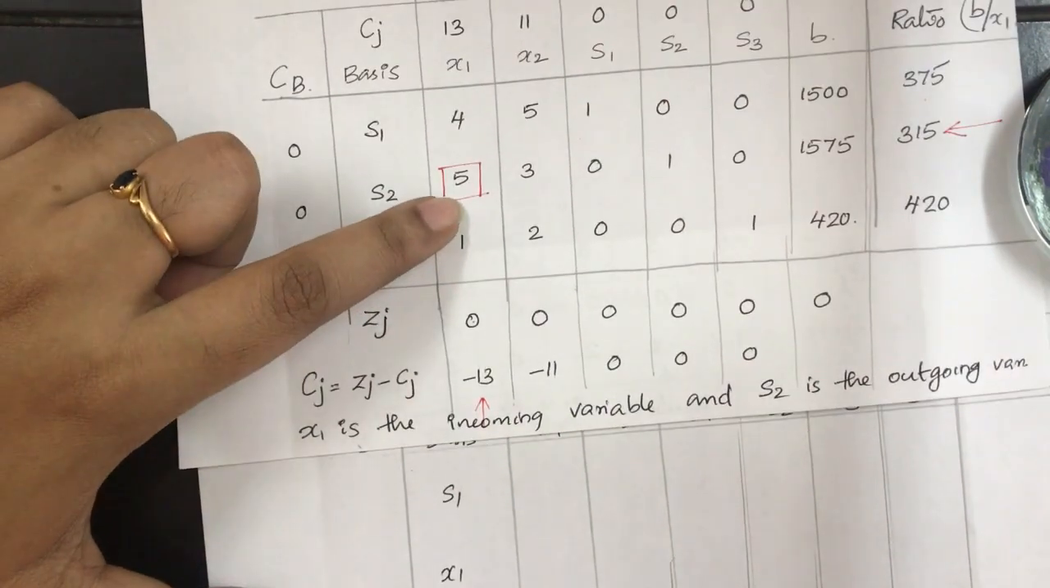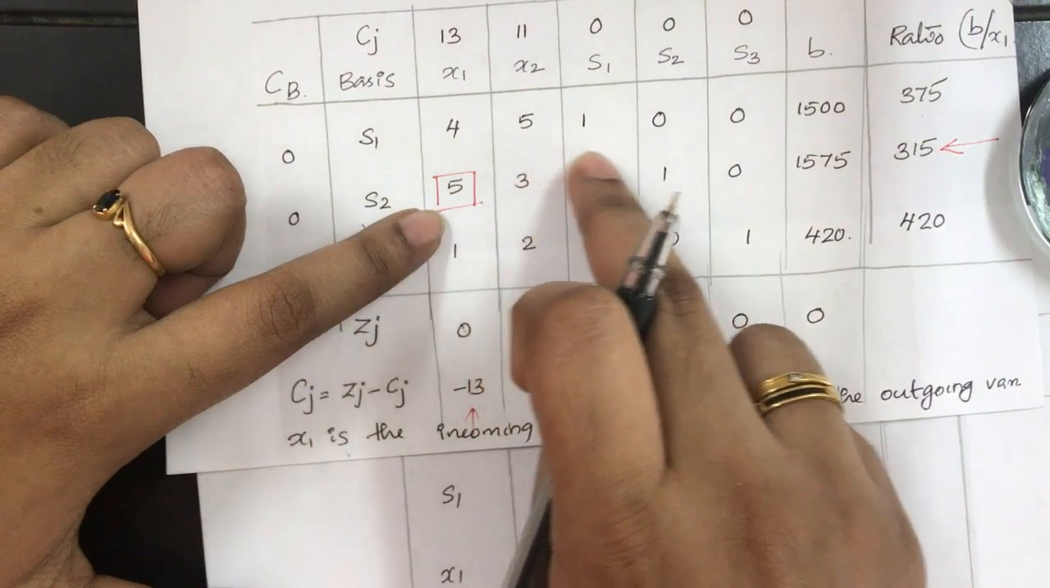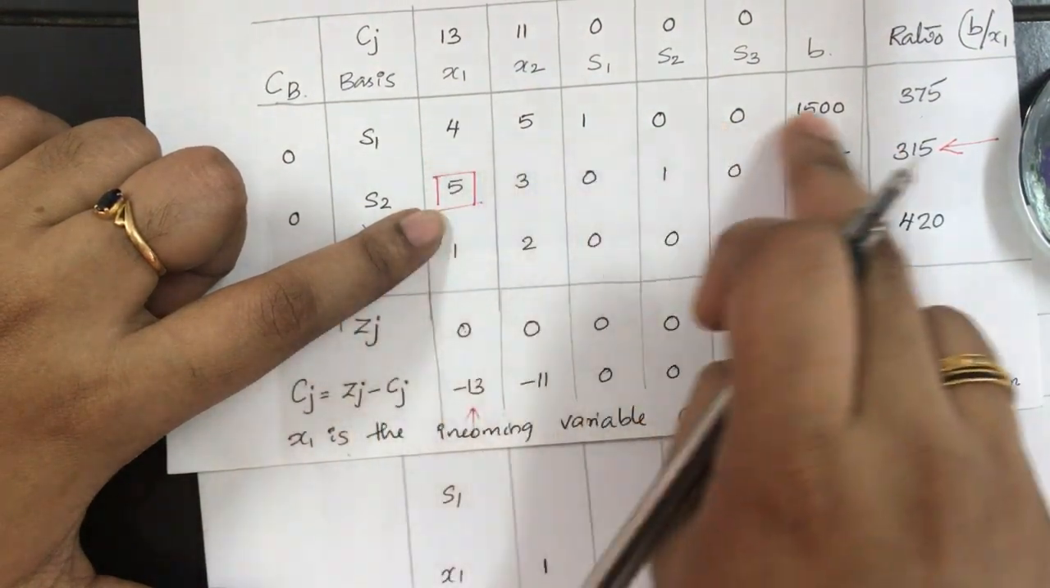Then we need to make this 5 as 1. For that what do we need to do? R2 changes to 1 by 5 R2. So we are going to divide the entire row by 5.